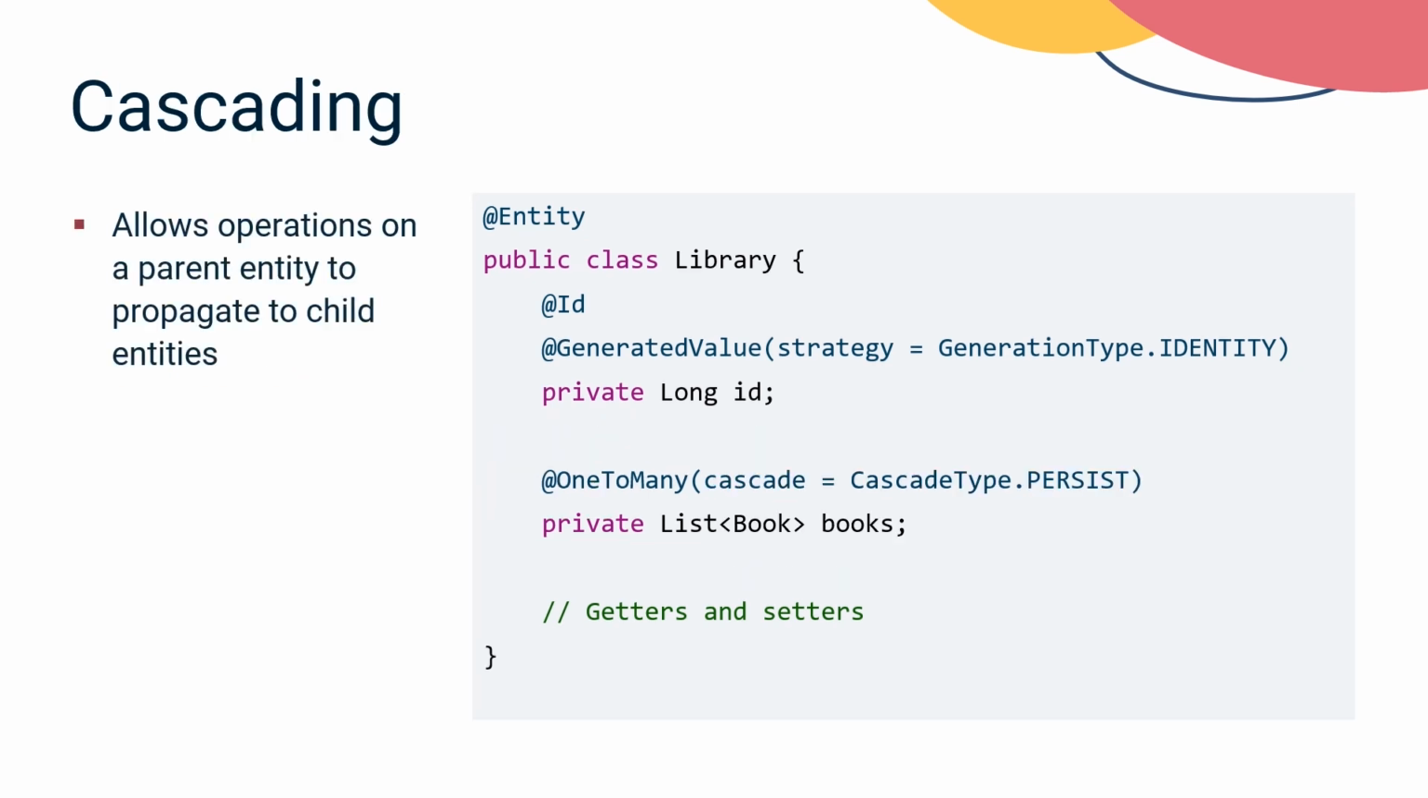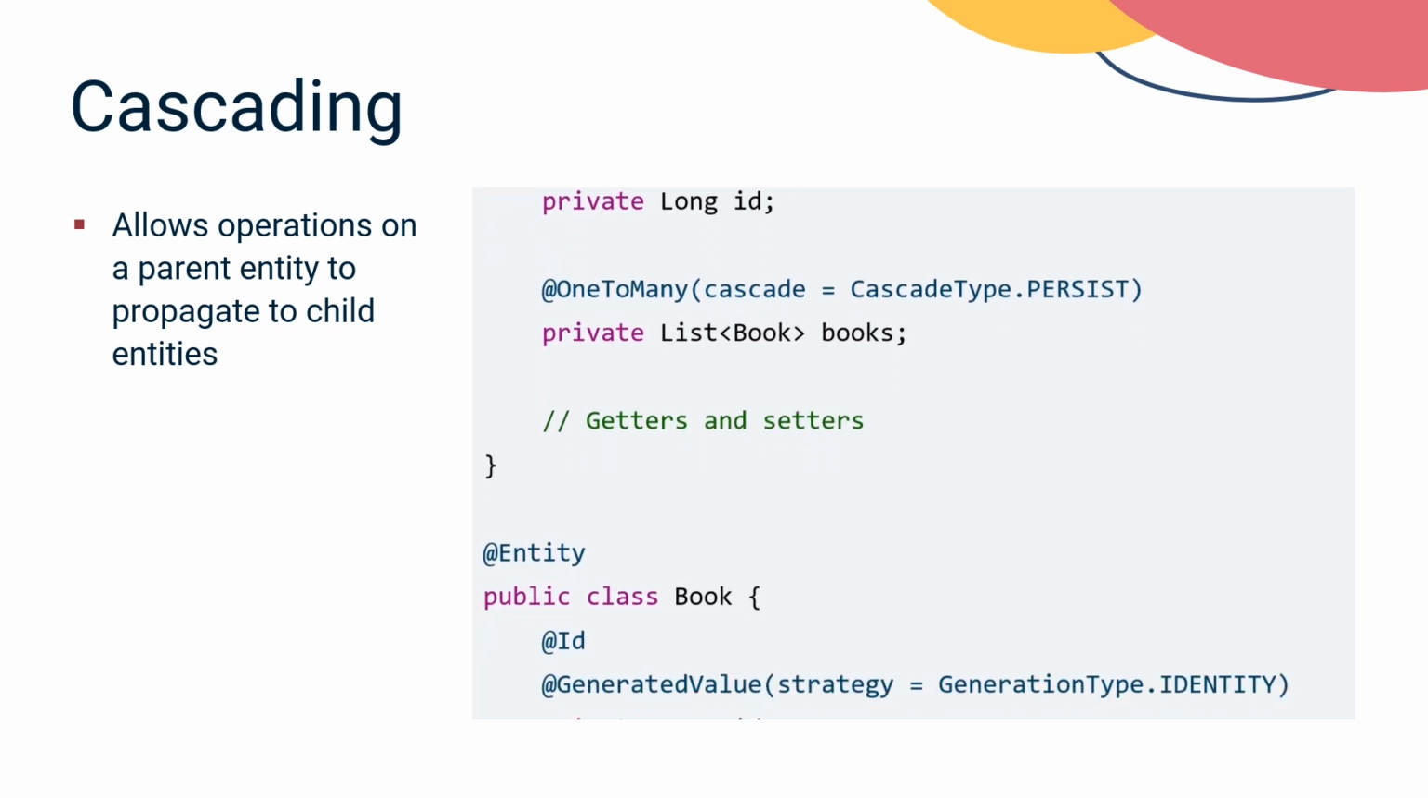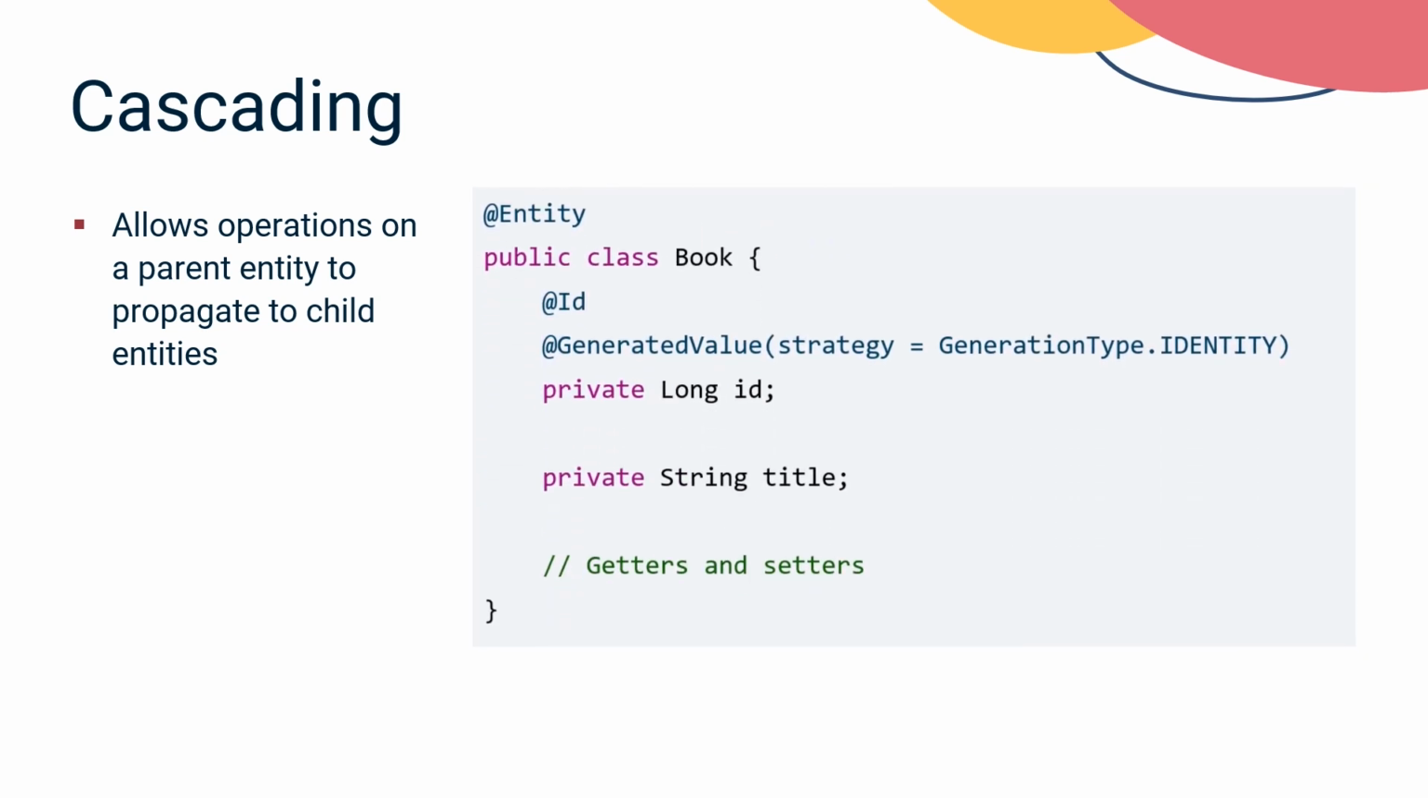Cascading allows operations on a parent entity to propagate to its child entities automatically, as can be seen in this code snippet, where operations on the library parent entity would propagate down to the child book entity.